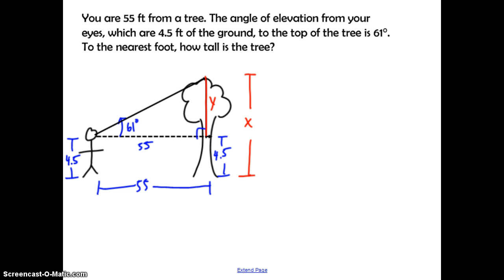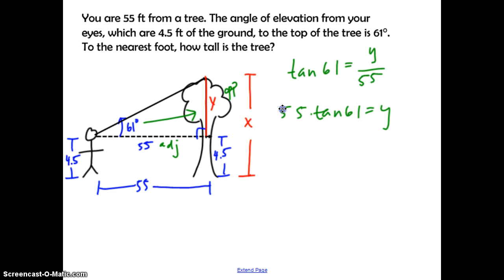From the angle, the y is the opposite side, and then this is the adjacent. So using opposite and adjacent, we're going to use our tangent function of 61 degrees is equal to the opposite over the adjacent. Now we're going to multiply both sides by 55 to isolate the variable. Then you get y is equal to 99.2. Now, that's just this measurement.